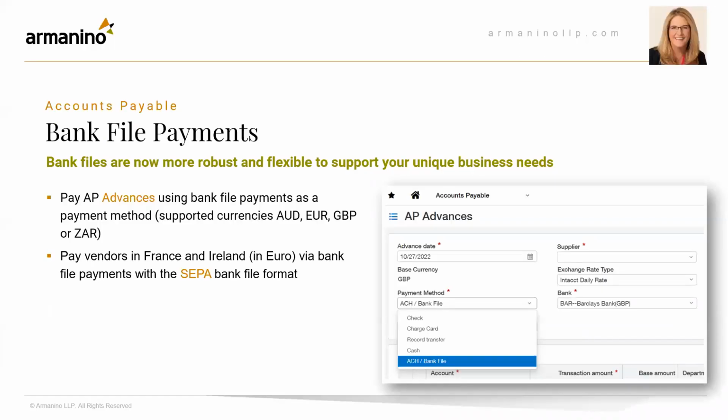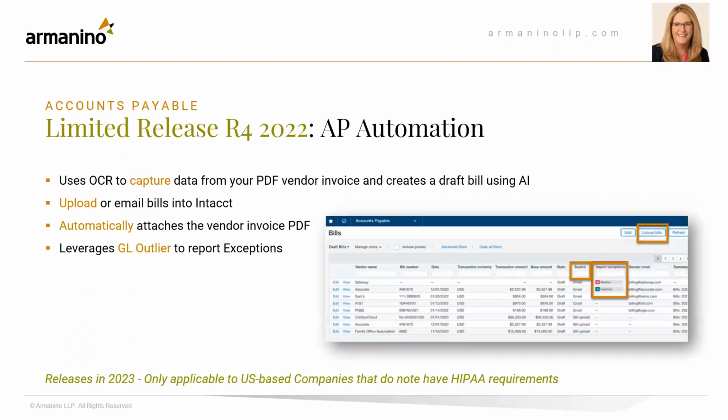Okay, accounts payable. First thing they've done in accounts payable is they've added the bank file payments. They are now more robust and flexible to support your needs. So you can pay AP advances using bank file payments as a payment method now. That supports the AUD, EUR, GBP, and ZAR payment currencies. And then you can pay vendors in France and Ireland in euro using the bank file payments with the SEPA bank file format.